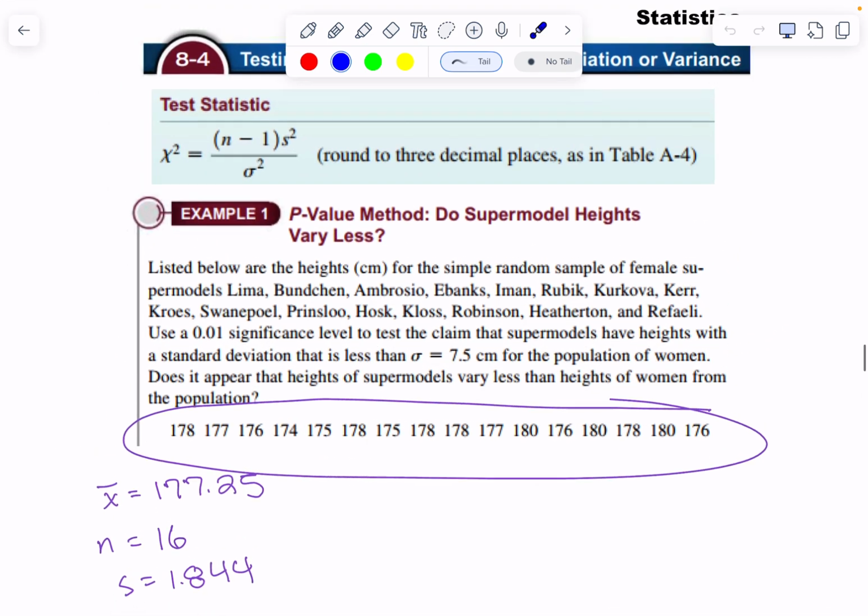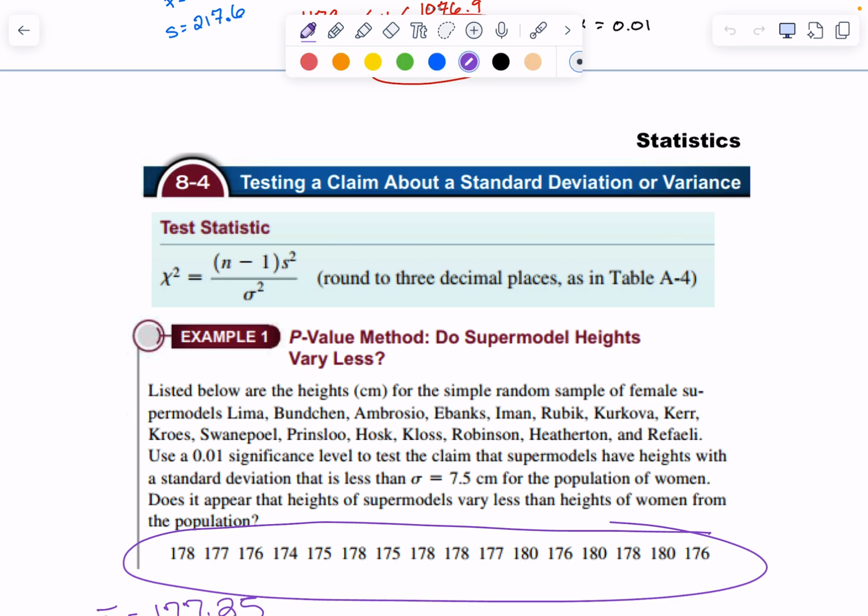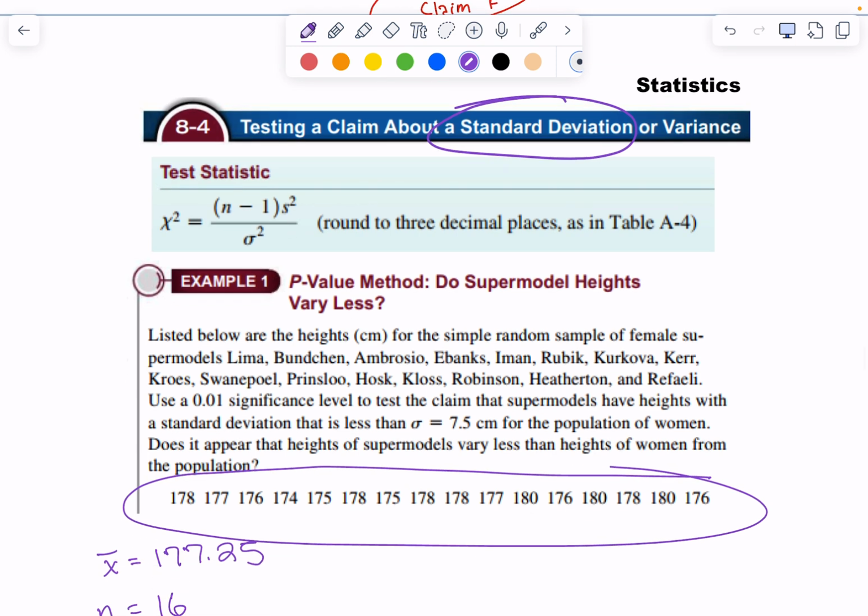Ready? This has to do with standard deviation. They say variance also. You can do variance. I just usually do standard deviation. So there is that. All right. Here we go. This is the formula that we need.